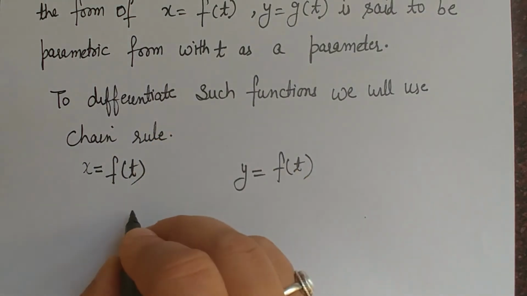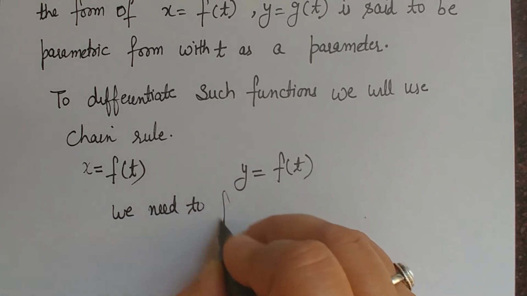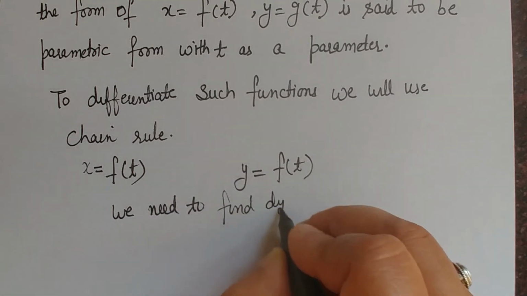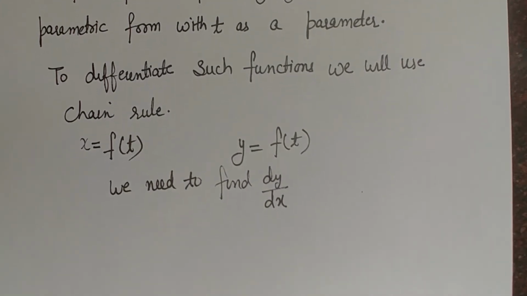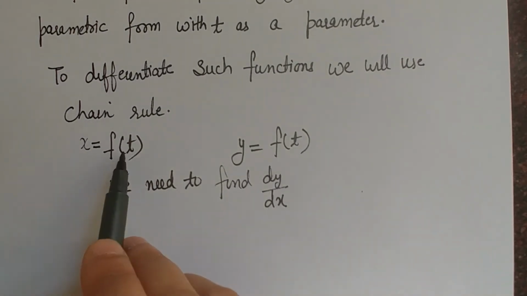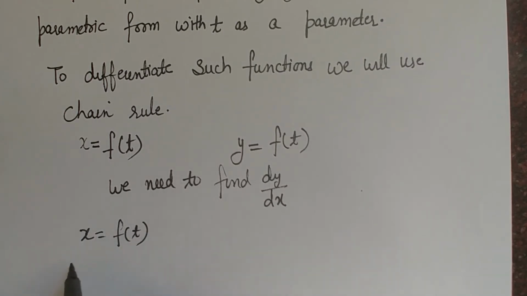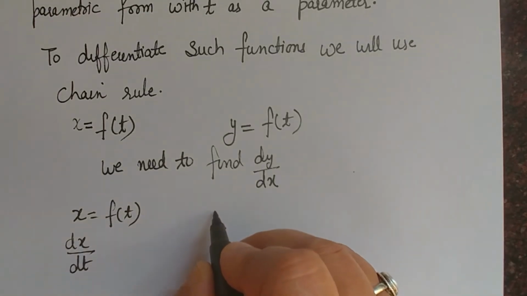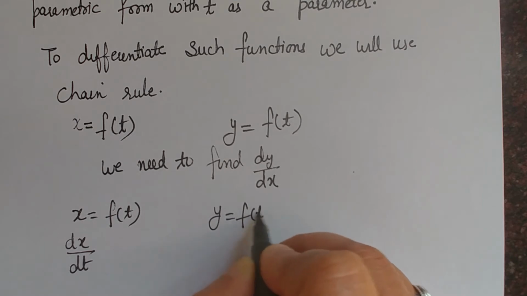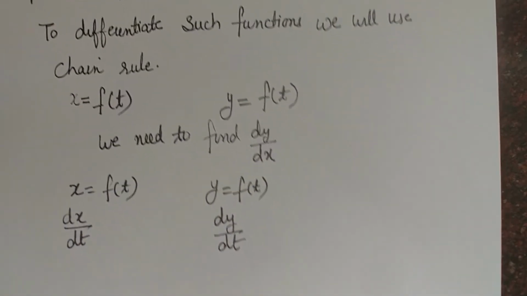Say I am supposed to find dy by dx. Now how will I get dy by dx? Firstly, as x is a function of t, from here I will get dx by dt after differentiation. And y is a function of t, so from here I'll get dy upon dt.